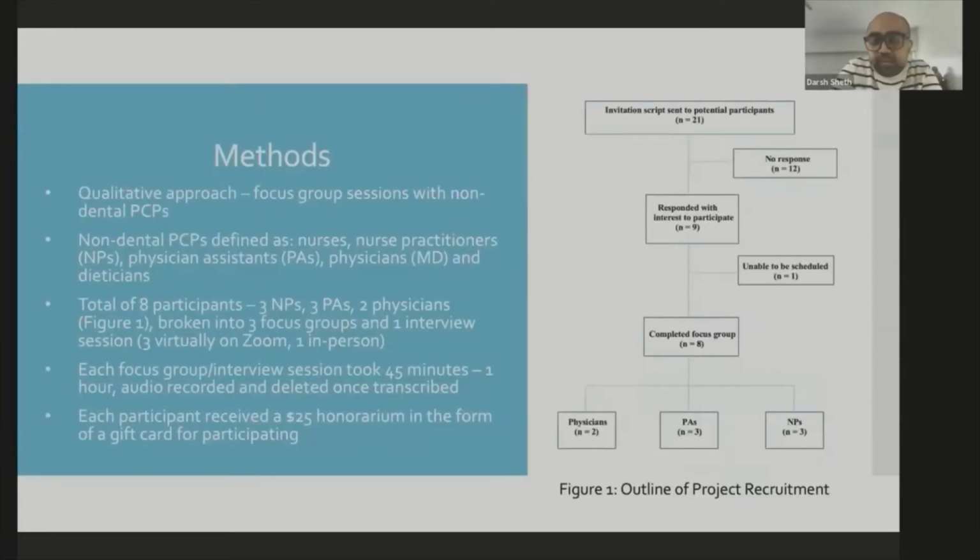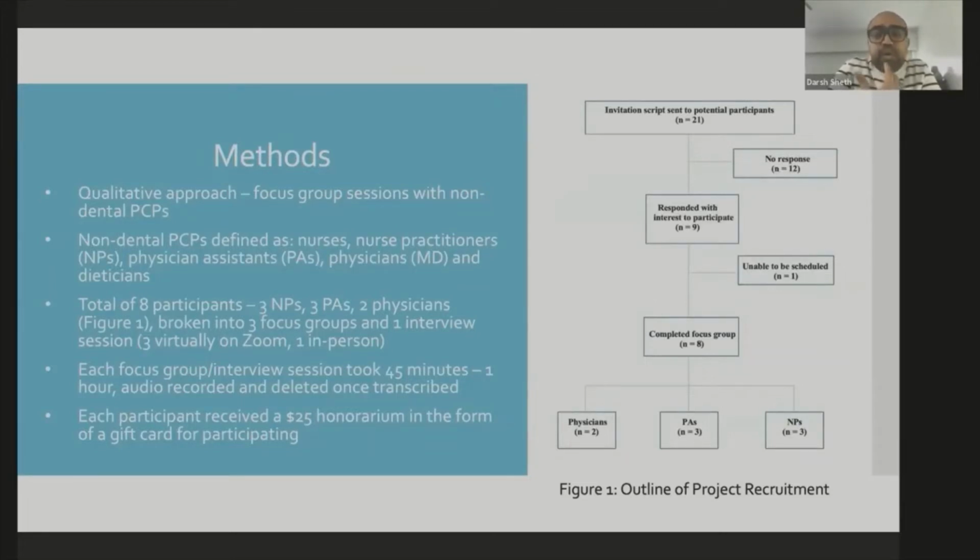So what my project actually entailed and how I went about conducting this project was I chose to do it as a qualitative approach, mainly using focus group and interview sessions with non-dental primary care providers. Now, I've mentioned non-dental primary care providers a lot in this presentation. So what I defined it as in my project was nurses, nurse practitioners, physician assistants, physicians, and dietitians.